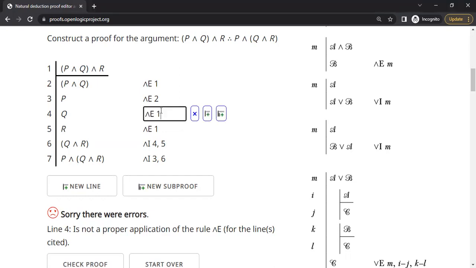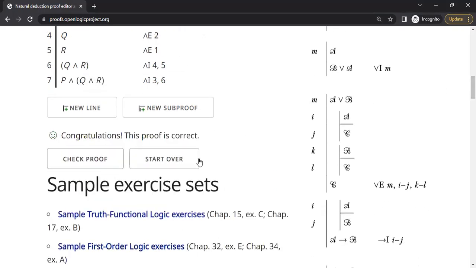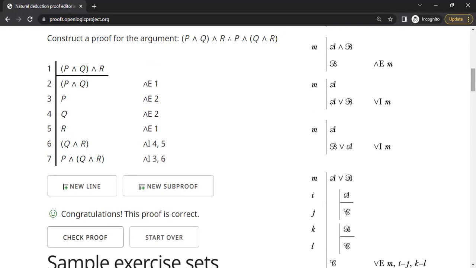All right. So we can now check the proof and complete it. Yeah, this is correct. Okay, that's basically the idea of natural deduction. Thank you very much. That's all.